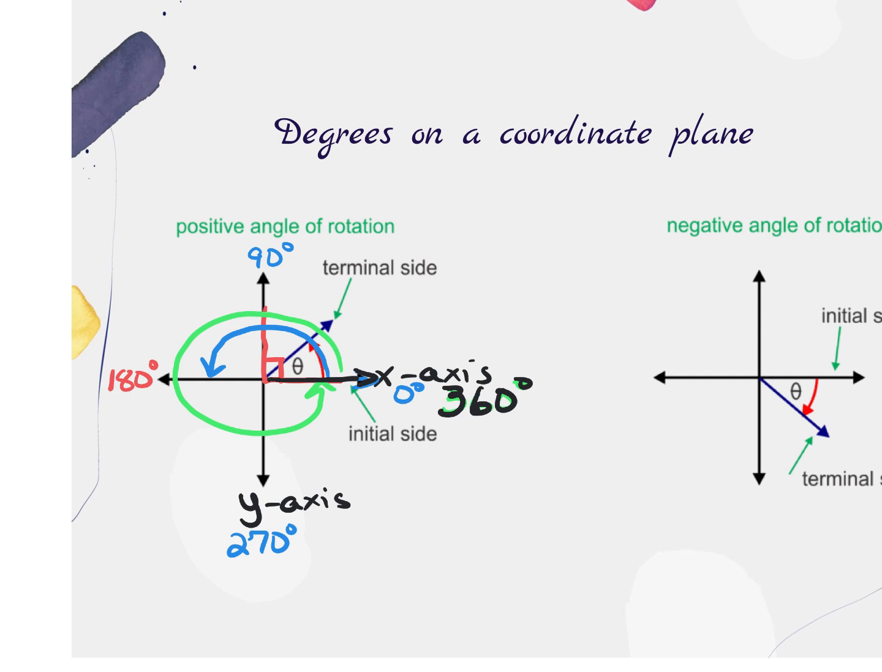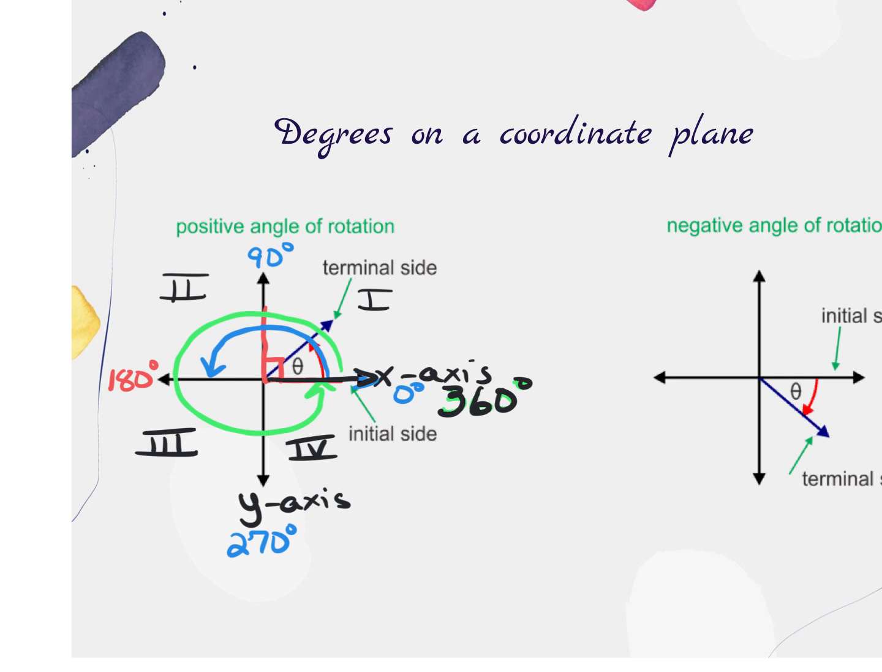Now, one other thing you need to remember, probably back from your middle school days, is that each quadrant has a name. So the upper right part of your coordinate plane is quadrant 1, this will be quadrant 2, quadrant 3, and then down here is quadrant 4.